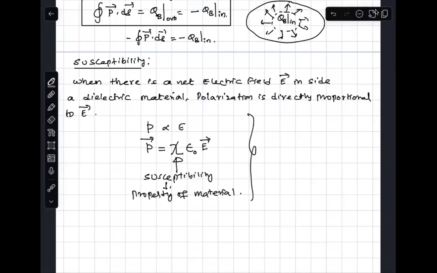And out of non-polar and polar, two I have introduced. Polar dielectric, you can use this for both polar as well as non-polar. But polar dielectric will have higher susceptibility.